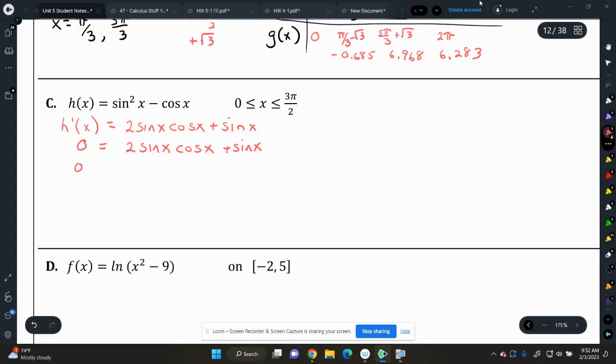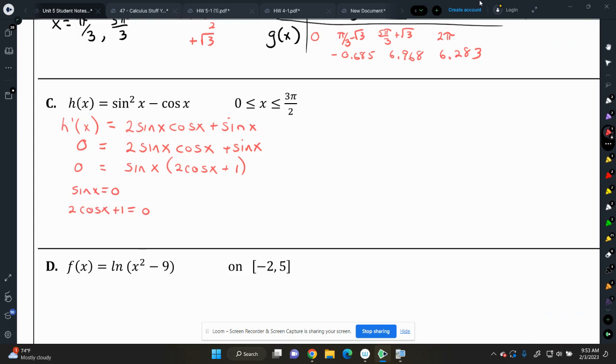So I'm going to factor out a sine x. It gives me 2 cosine x minus 1, I'm sorry, plus 1. So we're looking at sine x equals 0 and 2 cosine x plus 1 equals 0, which means we're looking for cosine x equal negative 1/2.